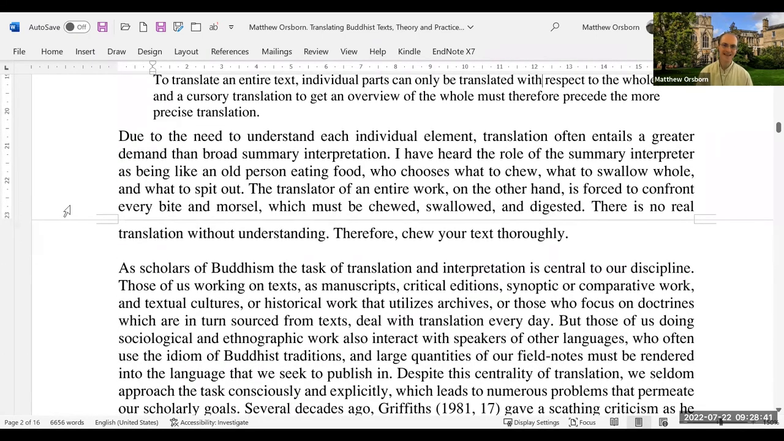Due to the need to understand each individual element, translation often entails a greater demand than broad summary interpretation. And I've heard someone say that the role of the summary interpreter is like being an old person eating food. So that, you know, they don't have many teeth. So they can choose what to chew, what to swallow whole, and what to spit out. Now, the translator of an entire work, on the other hand, is forced to confront every bite and morsel, and every bite must be chewed, swallowed, and digested. There is no translation without understanding. So, chew your text thoroughly.